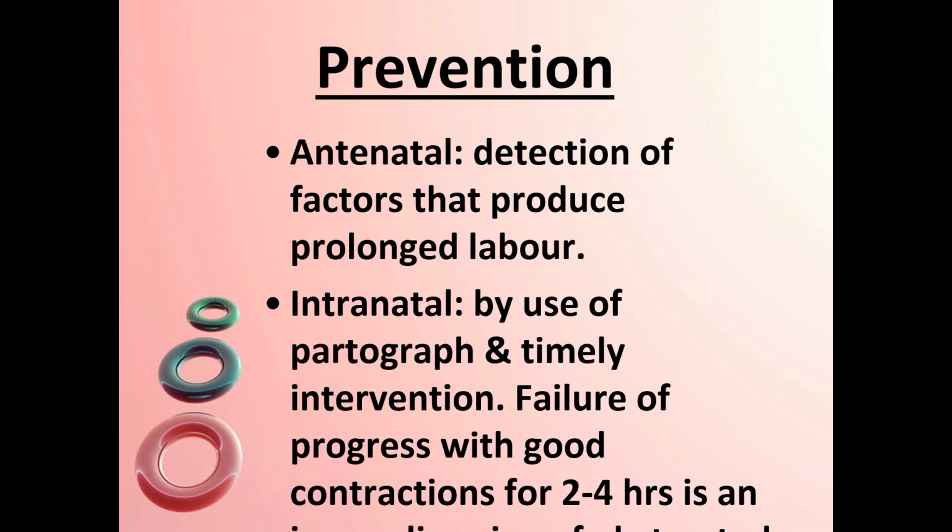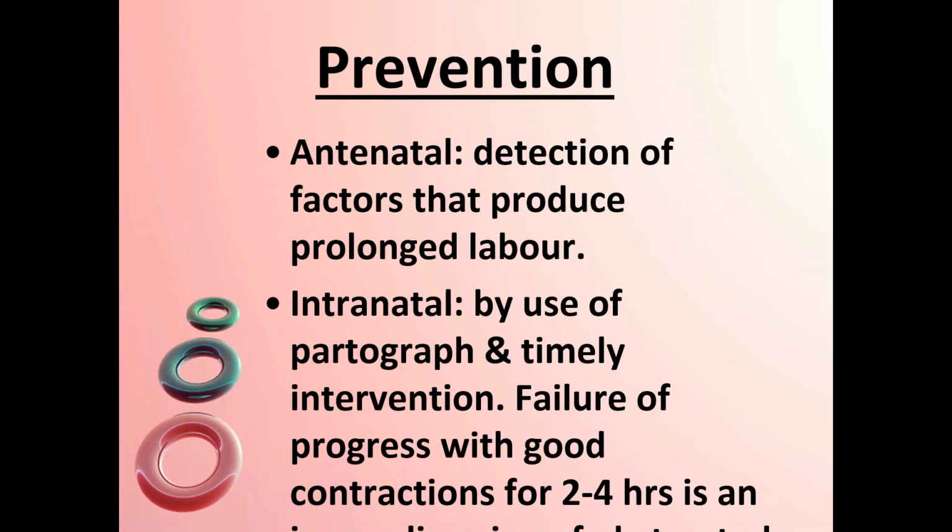Most important is that we should see if there are any factors that can produce an obstructed labor. Do a pelvic assessment, see whether there's a contracted pelvis or whether there is a cephalopelvic disproportion, whether there is a macrosomia or an abnormal presentation, which can then lead to obstructed labor. And if such conditions are there, it is better to do a cesarean section and then deliver the woman.